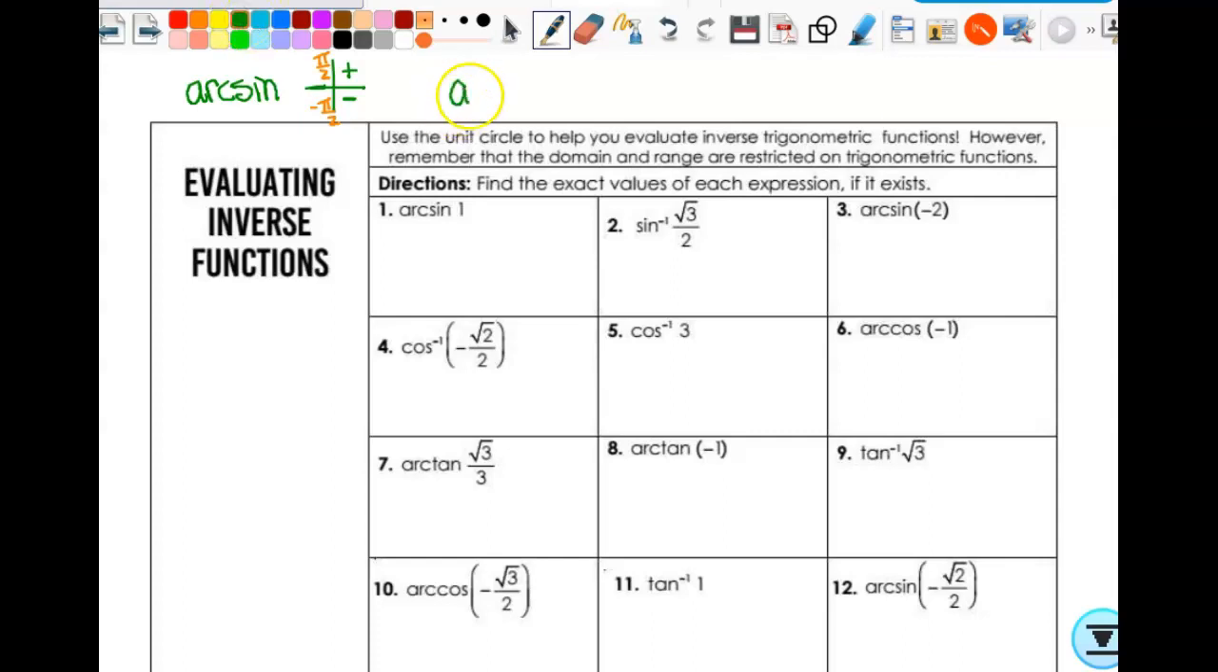So arc cosine, everything's positive in the first quadrant, but cosine's also positive in the fourth quadrant. So we have to use the second quadrant to get our values. We are going from 0 to pi. For arctangent, everything's positive in the first quadrant. Tangent is actually negative in the second and the fourth, but we are using the fourth quadrant, which means for tangent, we're going from negative pi halves to pi halves.